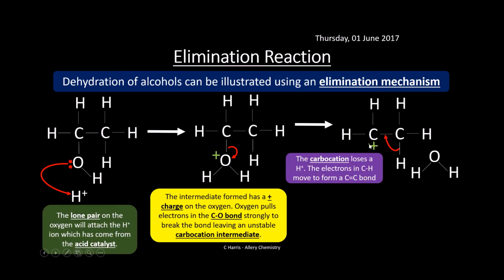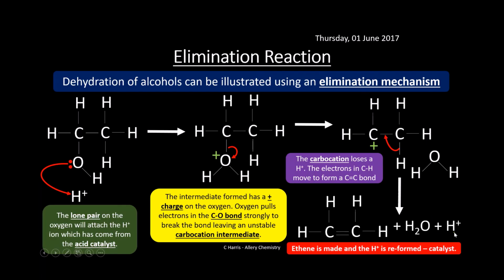To get rid of this carbocation, the electrons in the bond between the carbon and hydrogen here move to form that double bond there, and that basically means that carbon now has 4 bonds. The positive charge will now disappear. And what you're left with is an H+ now floating around freely, and that H+ is your catalyst.